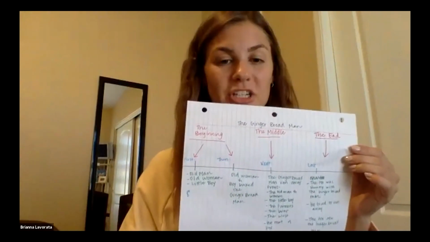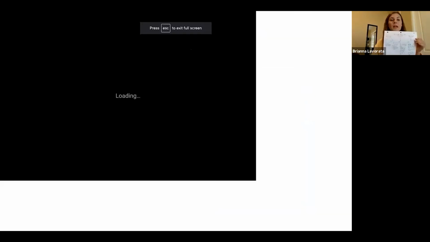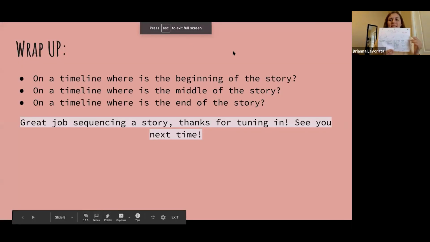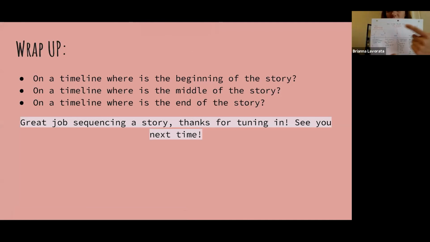Really quickly, I'm going to share my screen so we can go through some questions really quickly. So on a timeline, where is the beginning of a story? Is the beginning what happens first? It is. So this is going to be the beginning of it on your timeline. Is the middle of my timeline going to be here or here? The middle of a timeline, which is where the middle of the story happens, is going to be here in the middle of your paper.